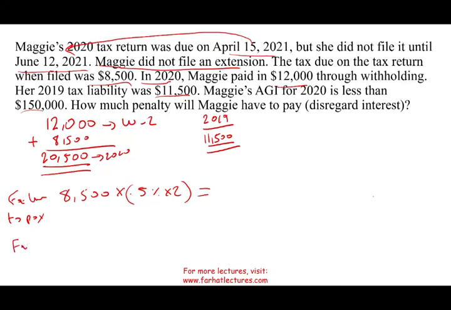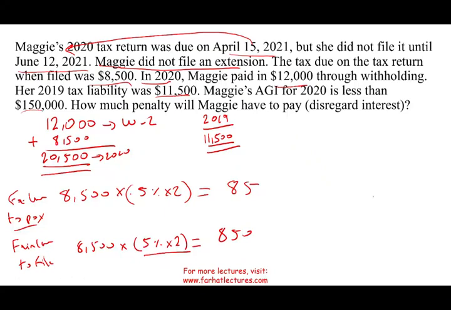And failure to file, because she did not file: 8,500 times the penalty of 5% times 2 months as well. Okay, now let's compute this. This is going to be a little bit redundant, but I'm going to do this just to show you the concept, because it's important to understand what concept is taking place here. Remember, 0.5% is 0.005. We take 0.005 times 2 times 8,500, and that's going to be $85 for failure to pay. Then failure to file is 5% times 2, which is 10%, or 0.1, times 8,500. That's $850.